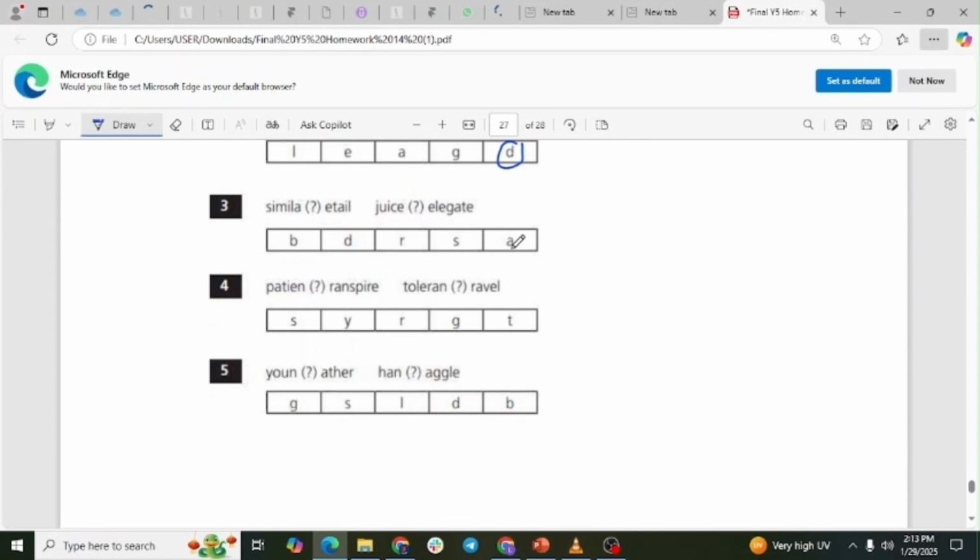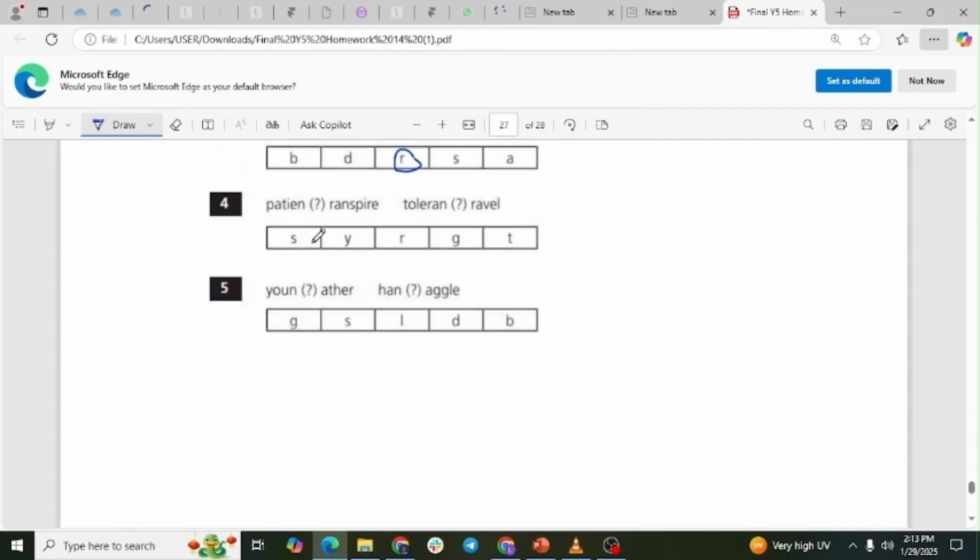Question 3. The words given are simila, e-tail, juice, eligate. Let's try R. With R, the words become similar, retail, juicer, relegate. That fits perfectly. The correct answer is R. Question 4. The words given are patient, ranspire, tolerant, ravel. Let's check T. With T, the words become patient, transpire, tolerant, travel. These are all real words. The correct answer is T.